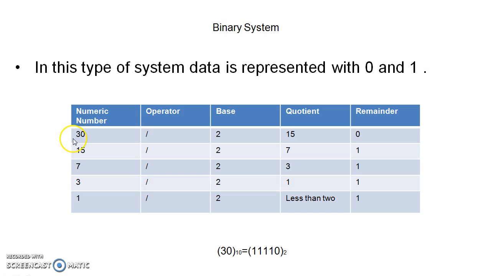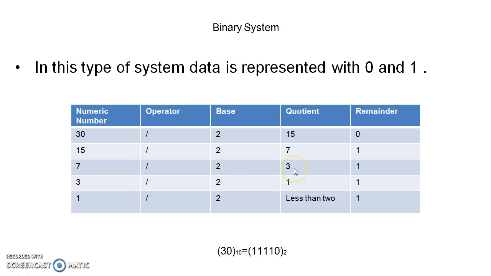Suppose I want to represent this numeric number 30 in a binary format, then I have to divide it by 2. I'll get quotient 15 and remainder 0. Consider the quotient and divide it by 2. We will get a quotient 7 and remainder 1. Next, consider this quotient and divide it by 2.